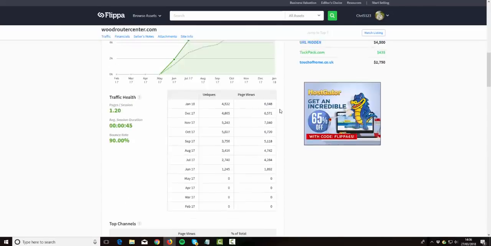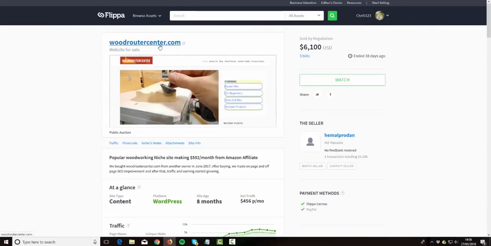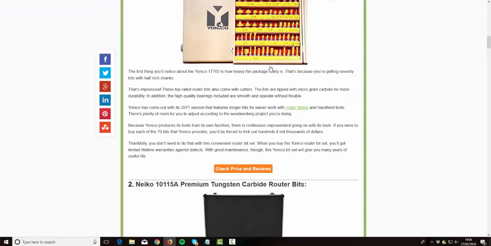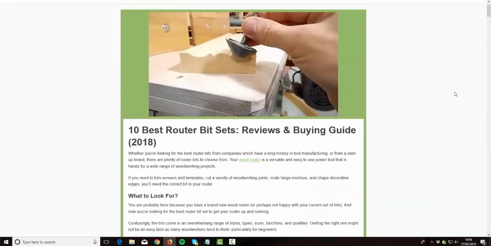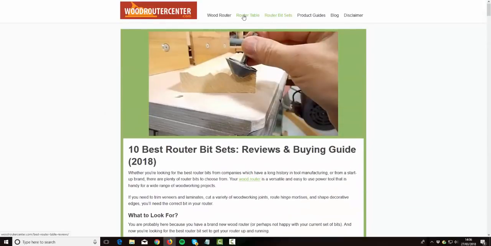When you can look at this one, we've got this wood router center, $6,100, 8 months old, $456 per month's profit. Oh, but I don't know what keywords. Look, there's sites on there. Router table, wood router, product guides. What should I put in a product guide article?